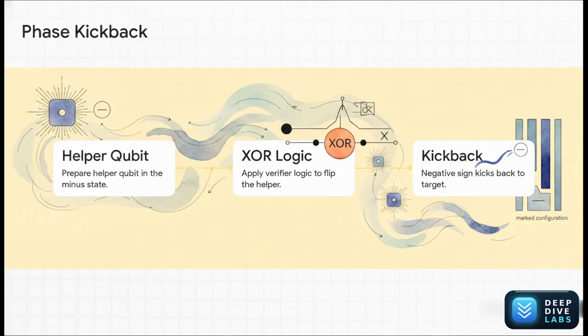So you build a circuit with XOR logic that flips the helper qubit only when the main register holds a satisfying answer. Because of the strict rules of reversible quantum computing, that negative sign doesn't stay on the helper. It gets kicked back onto the amplitude of the marked configuration. The helper qubit emerges completely untouched, but our target's amplitude has quietly gone negative. The oracle has successfully tagged the answer without ever announcing it.